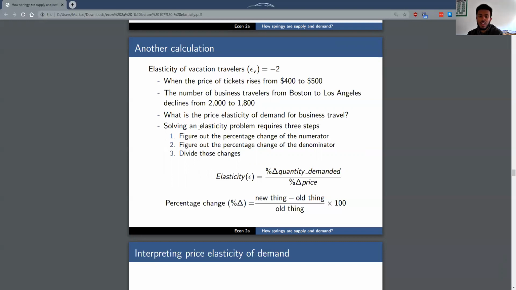Solving an elasticity problem requires 3 steps. First, figure out the percent change of the numerator, which is the percent change in quantity demanded. Then you would figure out the percent change of the denominator, which is the percent change in price. And then you would divide those two. So that's all you would do: find the percent change in quantity demanded, which is here, and then find the percent change in price, which is up here. Then you divide the two, and that's how you get elasticity.